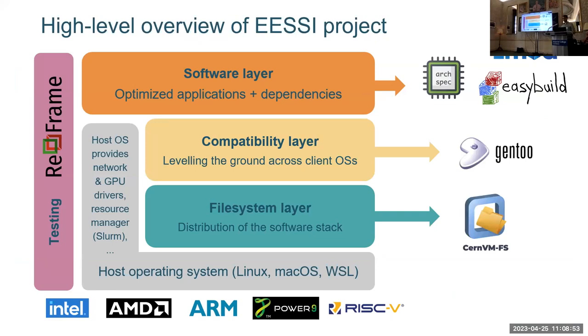So this is another abstract view of what it looks like. So you have a host operating system underneath, right? Then we have the file system layer, which is this CernVM-FS that takes care of the distribution of our software stack, the compatibility layer to provide the isolation from the host, and then finally the software layer that contains all of the end user applications.